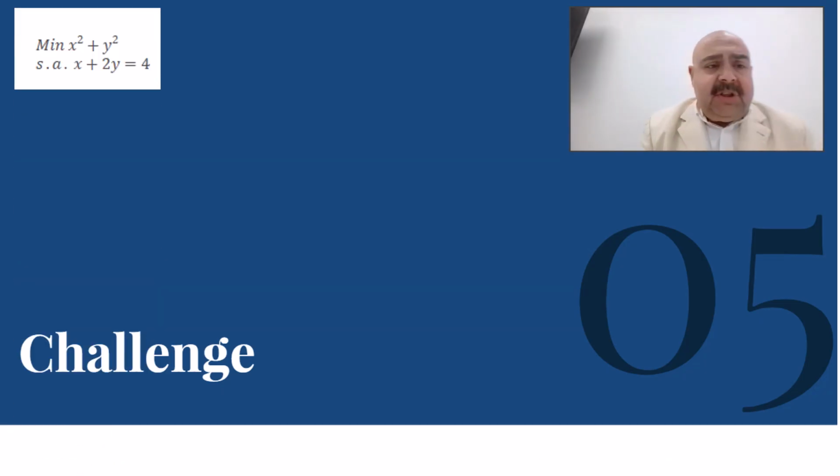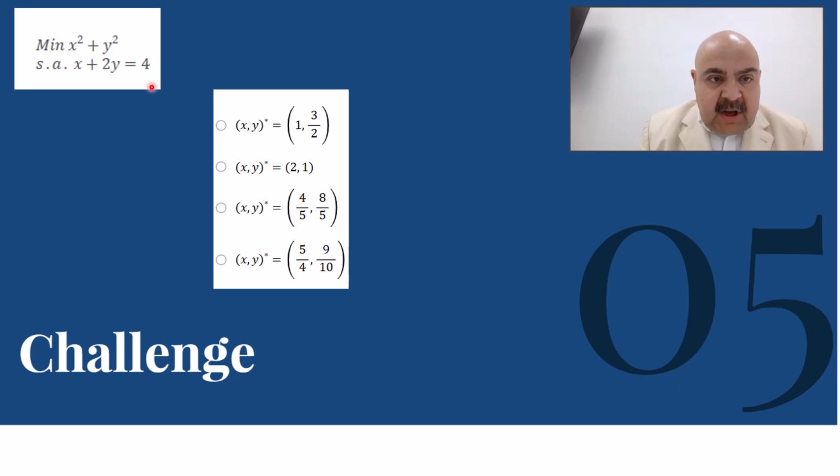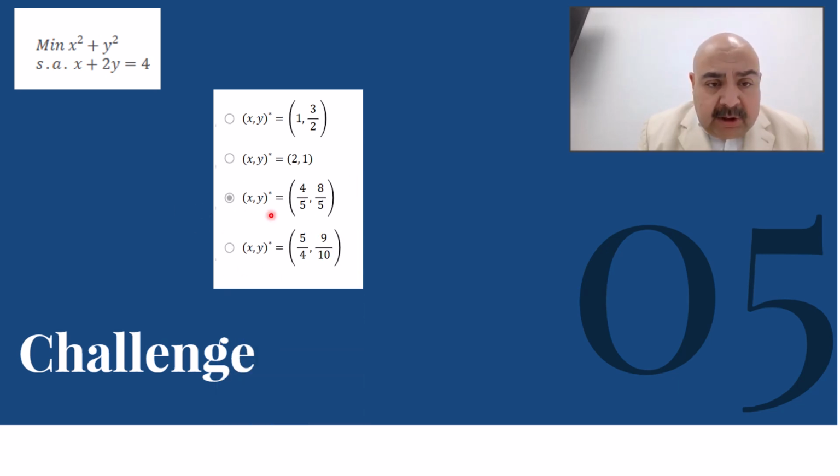Okay, now for this challenge, it's really very simple. You have x squared plus y squared, which is required to be minimized, subject to x plus 2y equal to 4. He is asking you about the critical point, and that is really very simple. All I have to do is to get the Lagrangian function, which consists of the function by itself plus lambda times the constraint, and start differentiating, putting it equal to 0, solving the equations together, and you will get your solution.